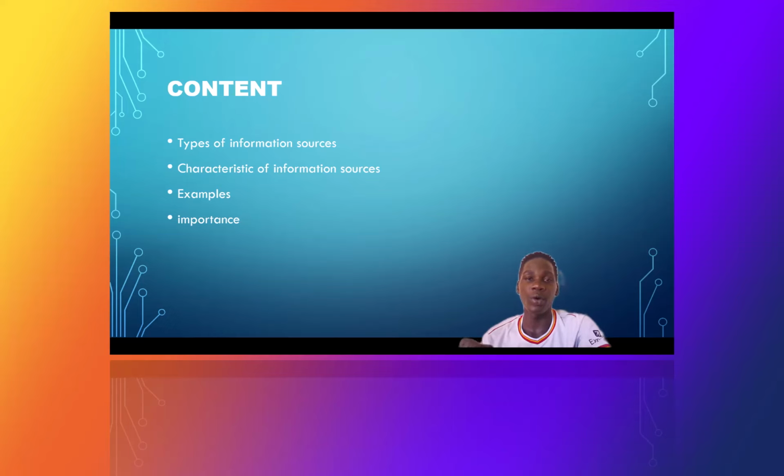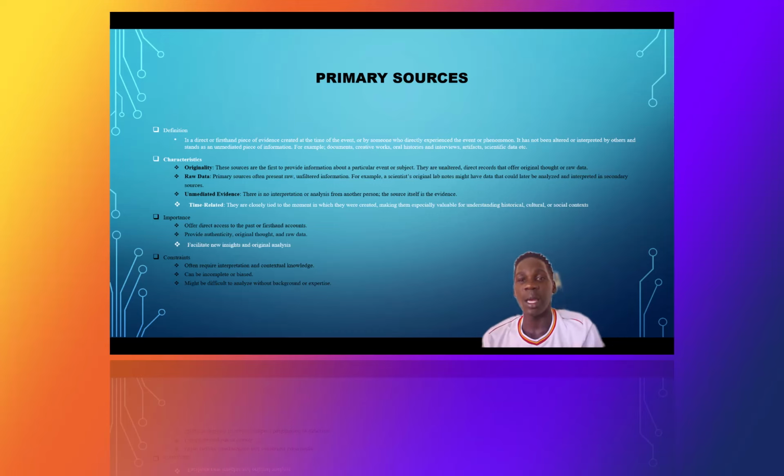So allow me to go to the next slide. We are going to begin with types of information sources. As you're seeing, we have one already, which is primary information sources. Primary sources. This is one of the information sources. The word primo, you know what it means: the beginning, or the foundations of information sources.